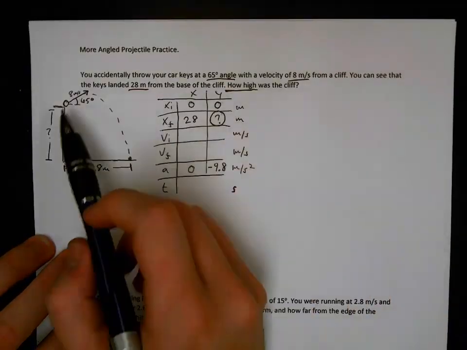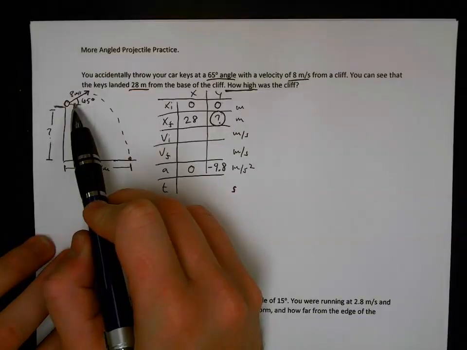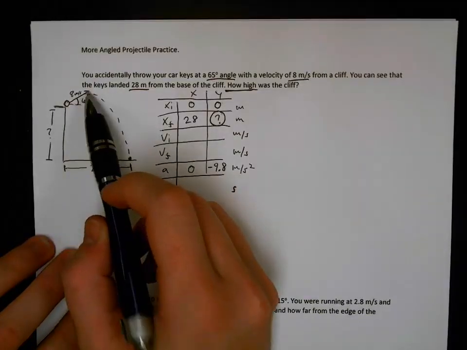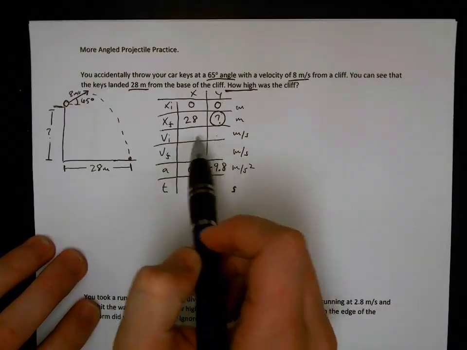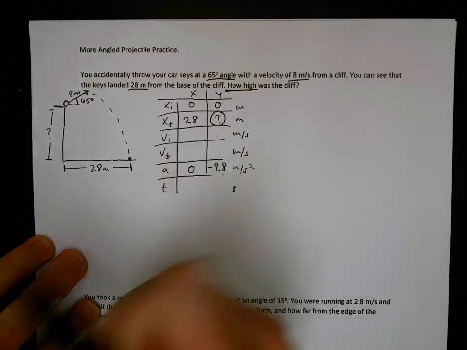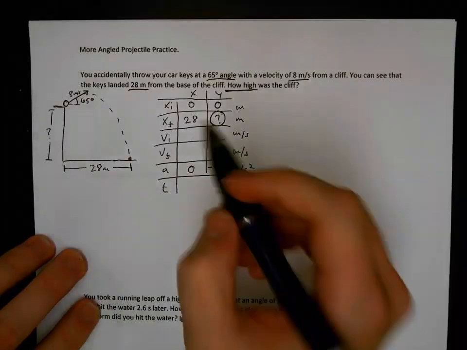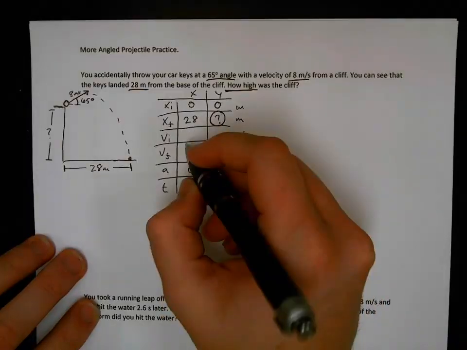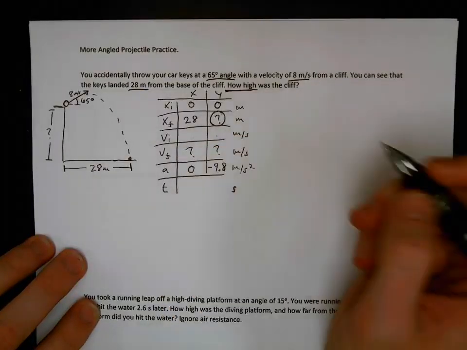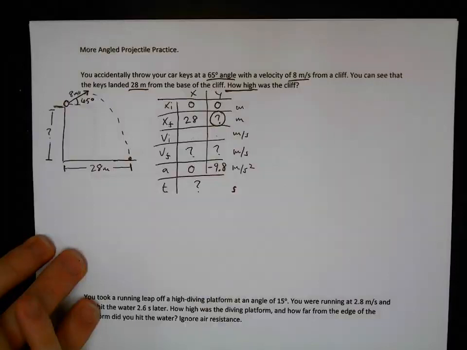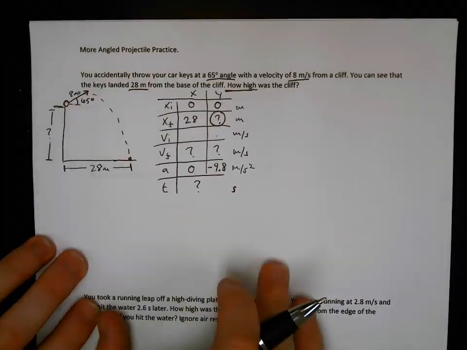Initial velocity, I have an initial velocity of 8 meters per second, but right now it's at an angle, which means I can't put it into either of these spots yet. I have to turn it into its components first. All right, so I'm going to leave those blank for now. Final velocities, I don't know anything about right now, and I do not know how much time it took. All right, so that's what I'm working with right now.